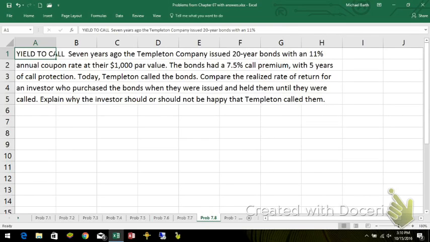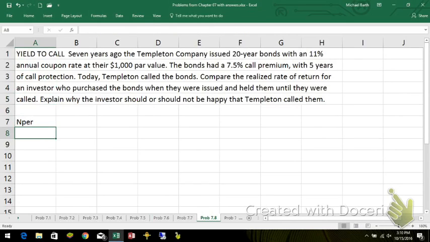All right, here's the rule of thumb. There is never a time when a corporation will call a bond unless it screws the investor. That's the only reason to call the bond. They're going to have to pay $1,075 for the bonds. The only reason that you would pay $1,075 is if the bond was worth more than $1,075. So let's look at this and walk through the process.